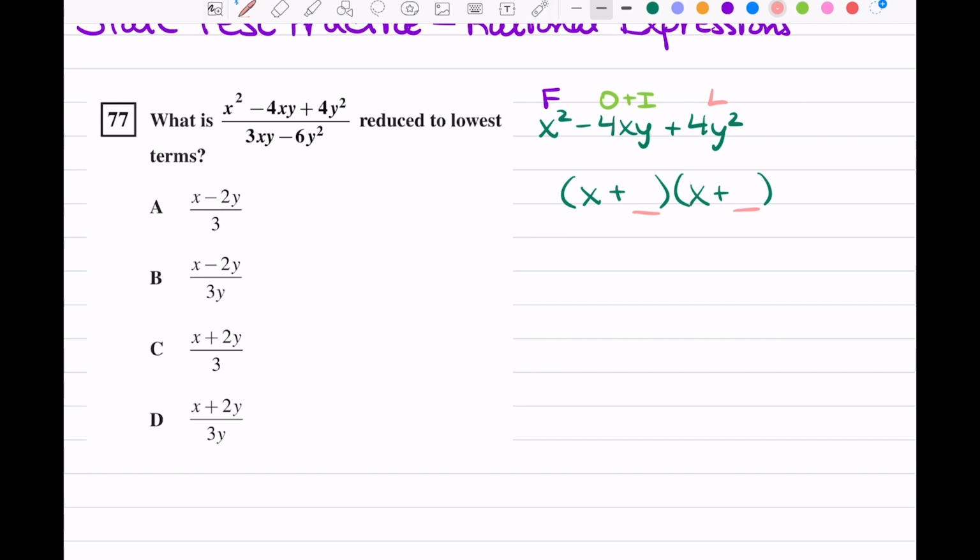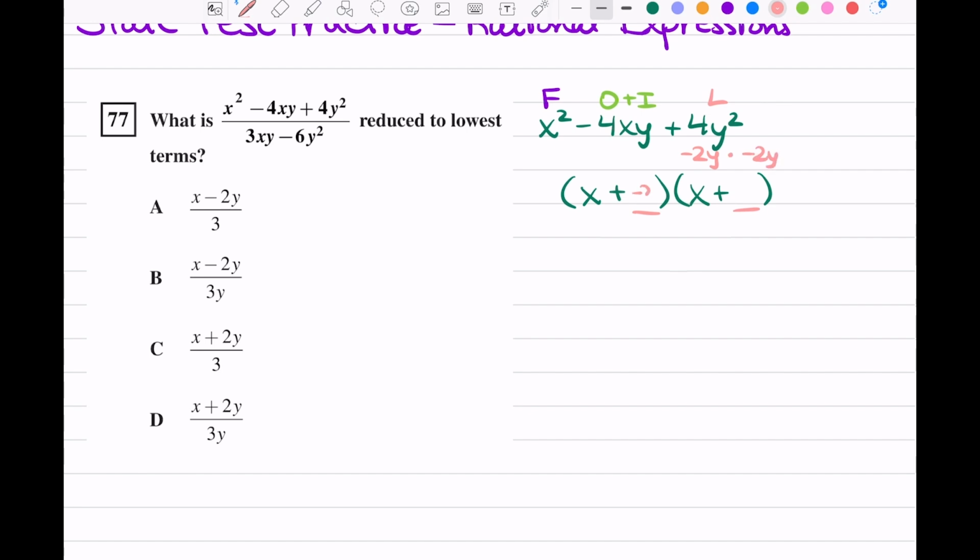So we need to find two numbers that multiply to 4y squared and give us an O plus I of negative 4xy. So we could try some options. y times 4y gives us 4y squared. However, if you do your O plus I, you're going to get a positive number. Our O is 4xy, and then our I is xy. Adding those together gives you 5xy, so that's not what we want. Looks like our last pieces need to be negative, so we can get a negative O plus I.